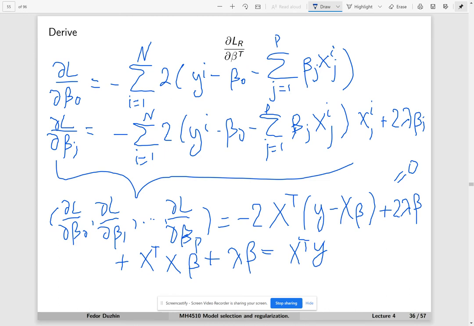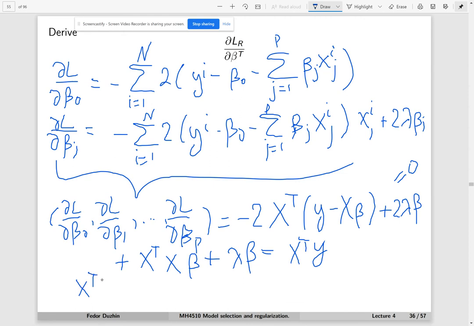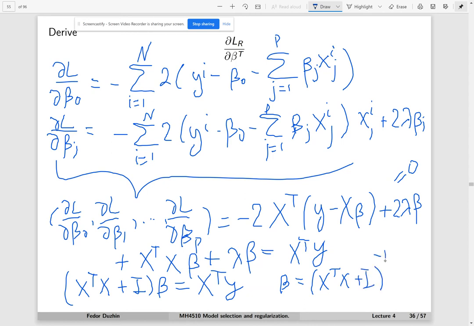So taking out beta, we are going to get x transpose x plus the identity matrix times beta equals x transpose y. So our optimal beta is going to be x transpose x plus I inverse times x transpose y. Well, the main point here is that we can directly derive it, solve it explicitly in closed form.